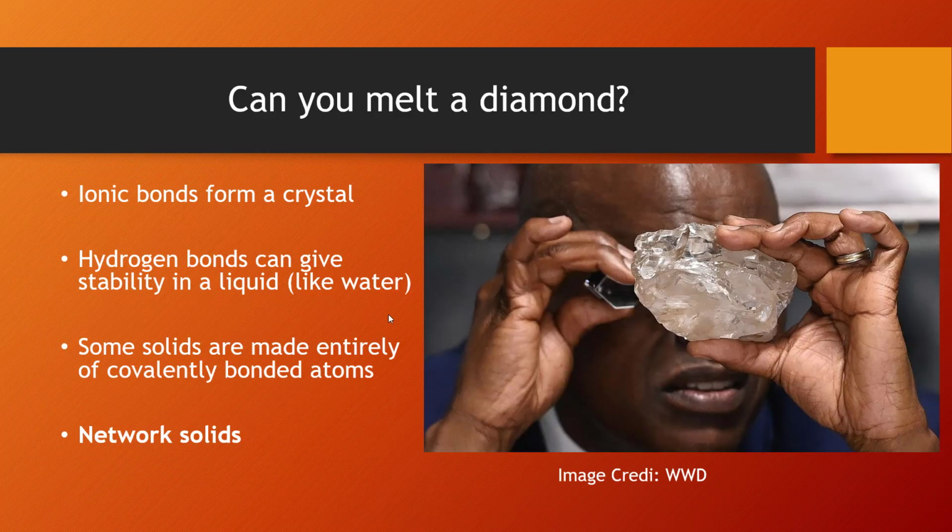So it seems like a non sequitur here, but can you melt a diamond? Well, is it an ionic bond? Well, no. Ionic bonds do make a crystal, but diamonds are not ionic compounds. It is hard to melt an ionic compound, but diamonds are not ionic compounds.